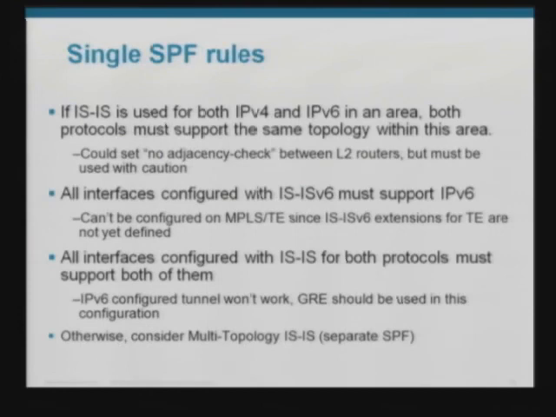So how do you actually deploy ISIS in case of IPv6? You have multiple ways that you can look at in deploying ISIS. You can run a single topology, IPv6, IPv4, ISIS, single topology, single SPF. What's the requirement for that? All interfaces configured for ISIS v6 must support v6. It cannot be configured today with MPLS-TE because we have not defined TE IPv6 extensions for traffic engineering. All interfaces configured with ISIS for both protocols must support both of them. You're trying to do single topology, single SPF.